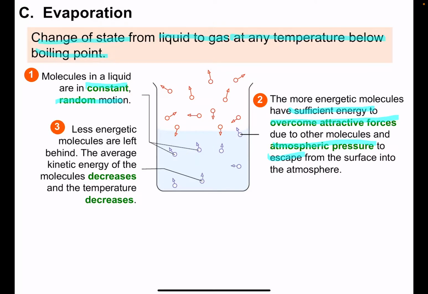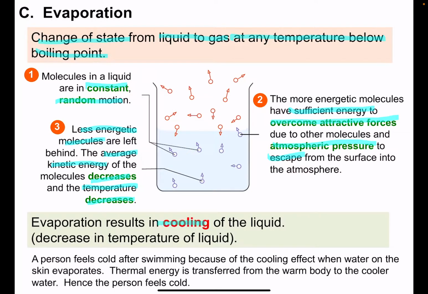So what's left behind are the less energetic water molecules, and this causes the average KE of the molecules to decrease, and because of that the temperature of the liquid will decrease. So this is what we call the cooling effect of the liquid, the cooling effect due to evaporation. A person will feel cold after swimming because of this cooling effect. When the water on the swimmer or on the person evaporates, thermal energy is transferred from the warm body to the cooler water. Therefore, the person feels cold.